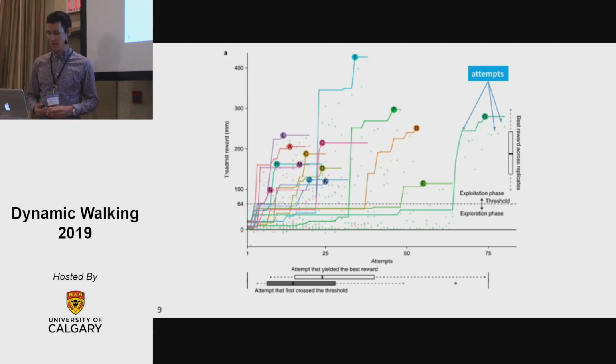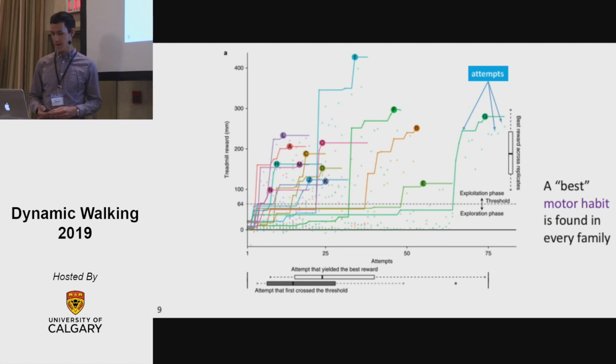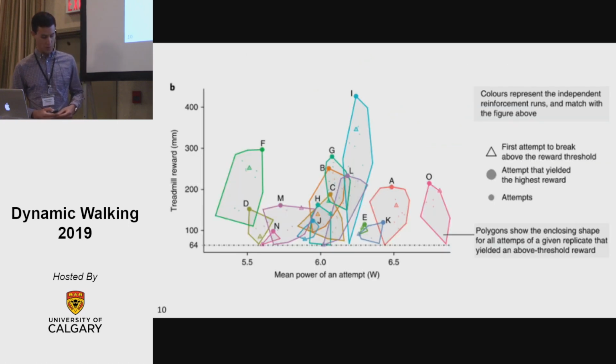It's getting to different motor habits. So each family found a different motor habit, that is, a different way to push the treadmill backwards. Now, I want to show the same families of solutions, but in a slightly different way. Here I am comparing the mean power of each attempt against the treadmill reward. All of these are convex hulls, and they have inside all the attempts that were performed.